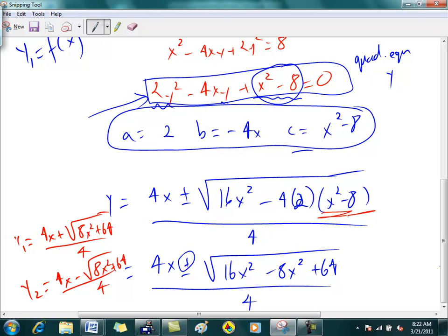No, again, remember what we just did, okay? ay squared plus by plus c equals 0. Anything that does not have a y in it is going to be c. Well, this one doesn't have a y, so it's going to be part of c. This one doesn't have a y, so it's going to be part of c. So c is equal to x squared minus 8.